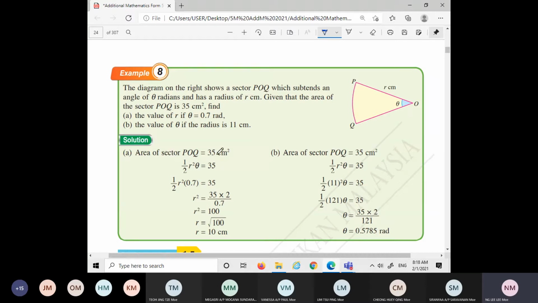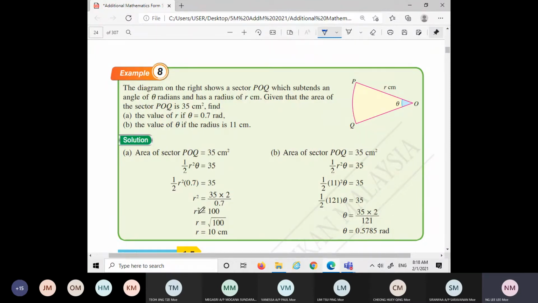Area of sector is 35. So what is the formula? Area of sector is half r square theta. R is the one you want to find, so just write r square. For part A, theta is 0.7. The 0.7 goes to that side and becomes the denominator. The 2 here, the denominator, goes to this side and becomes the numerator. Press the calculator, you get 100.